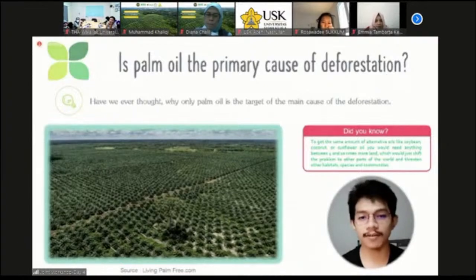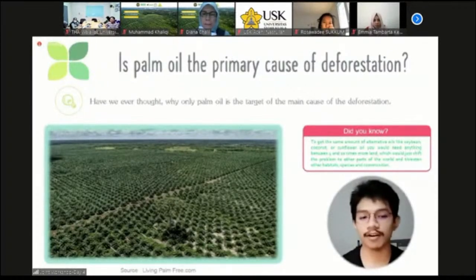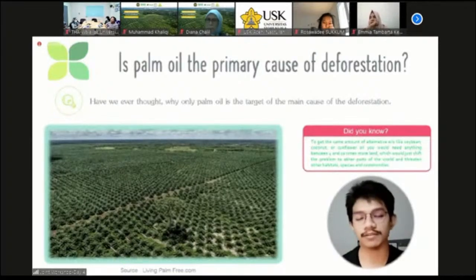Have we ever thought about why only palm oil is the target or main cause of deforestation? Knowing that all agricultural activities are linked to the deforestation problem, it is an undeniable fact that palm oil cultivation contributes significantly to this problem. Did you know that to get the same amount of alternative oil like soybean, coconut, or sunflower oil, you would need anywhere between 4 and 10 times more land, which would just shift the problems to other parts of the world and threaten other habitats, species, and communities?